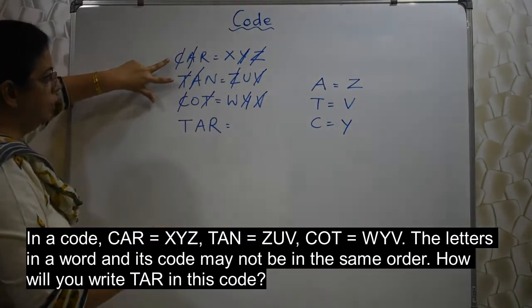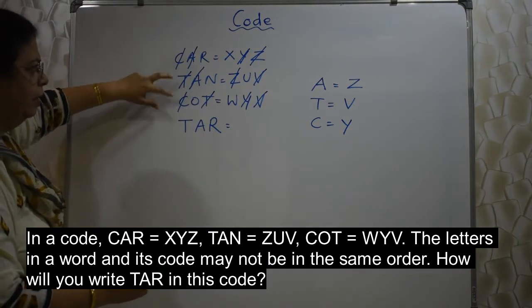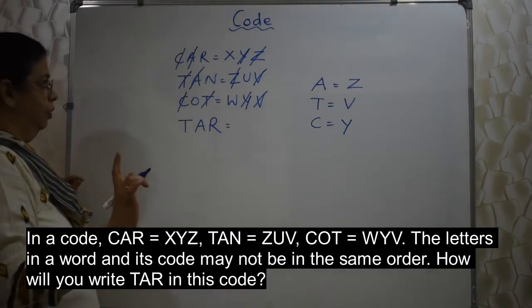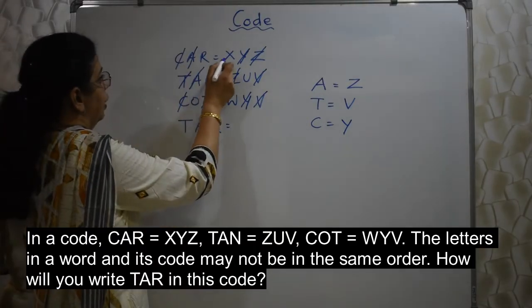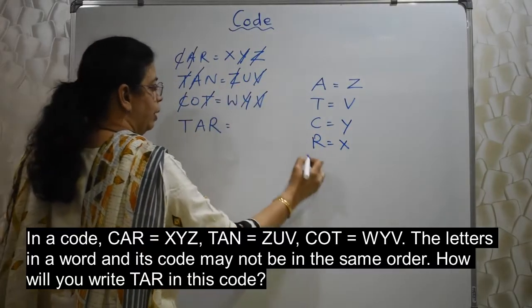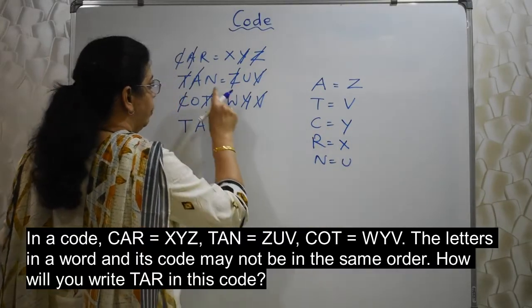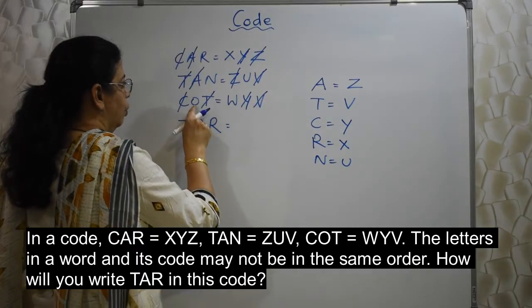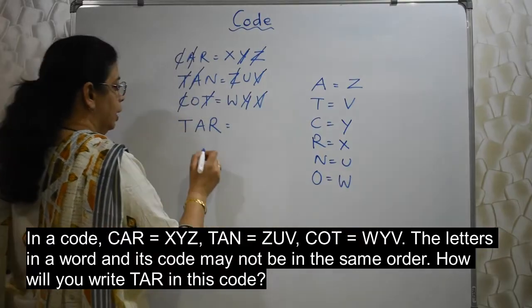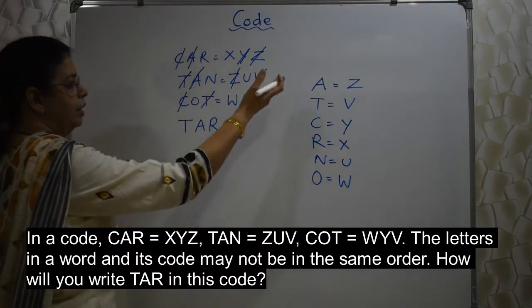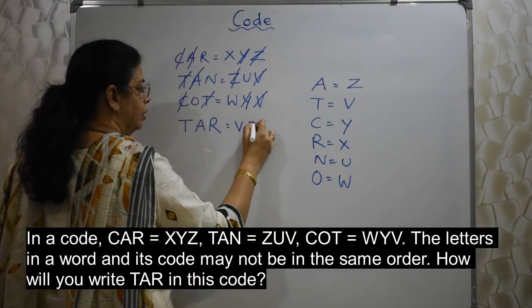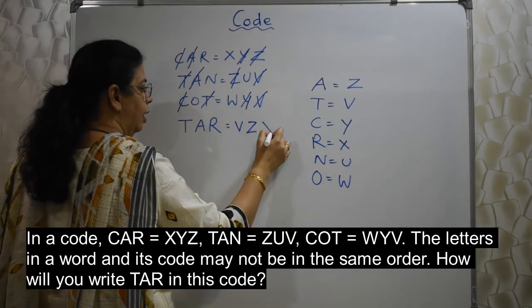See, you need not see this first. You can take any pair first. That is not going to affect your final answer. Okay. So here only R is left and X. So R must be equal to X. N must be equal to U. N is left alone, U is left alone here. Okay. So O is equal to W. TAR. Very easy now. Now anybody can tell. What is T? V. A Z. R X.